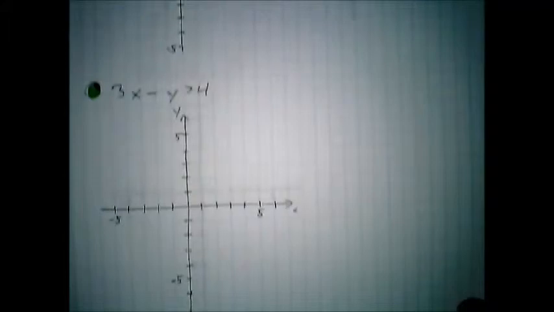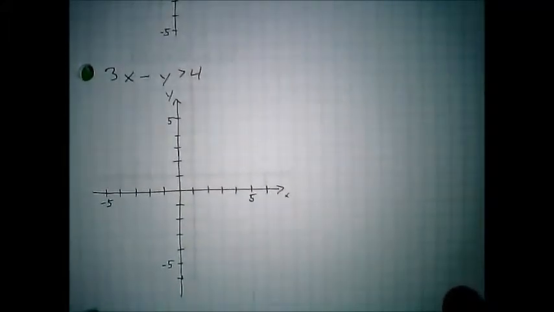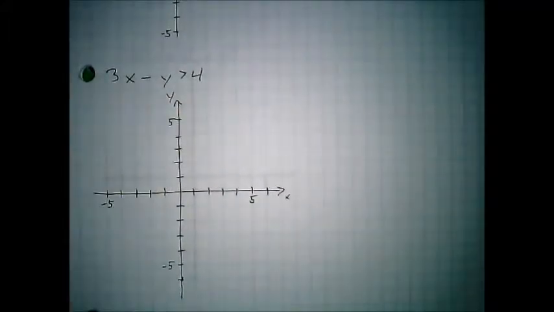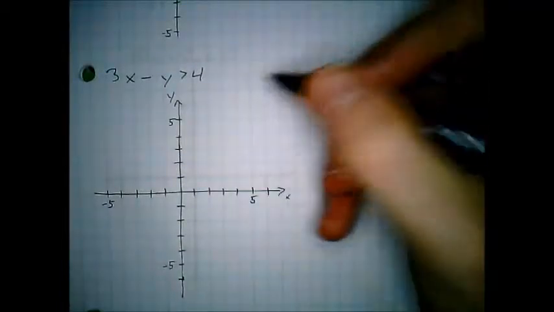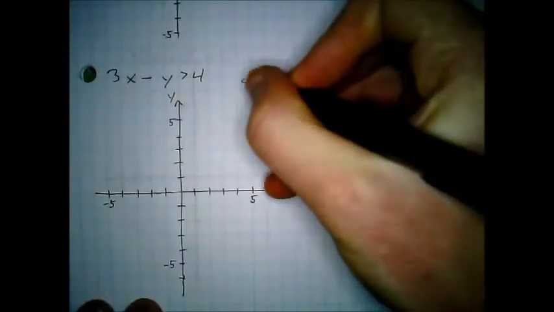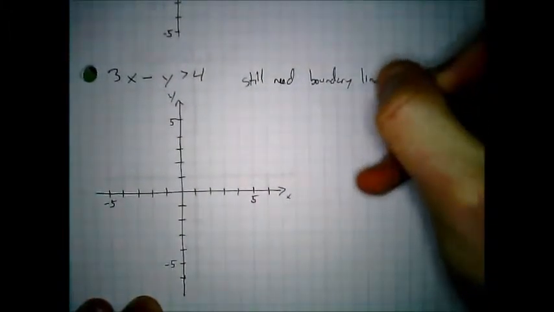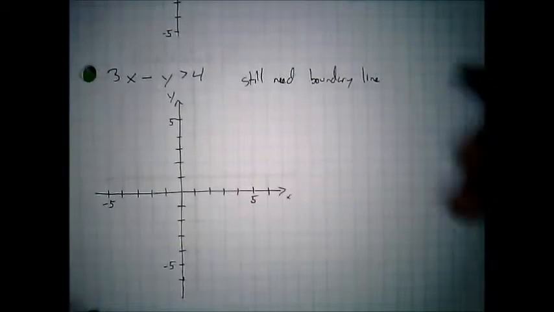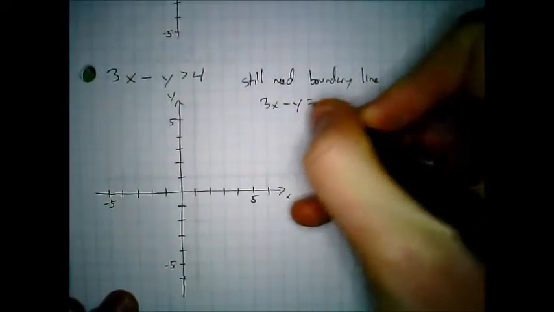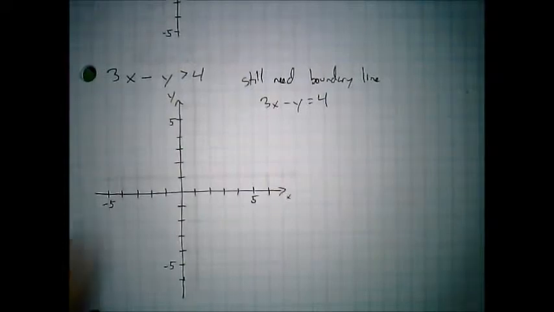Okay, one more that we're going to do together, then you could try a bunch on your own. What if we see one like this? 3x minus y is greater than 4. Well, at this point in the course, we do know how to graph this line. Now, we don't know how to do it right away, but we still need to graph our boundary line, and that's where 3x minus y equals 4. We want to know, when will this equal 4? Well, let's just graph this.